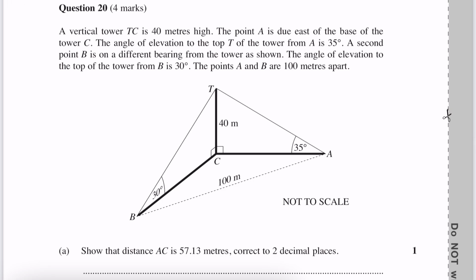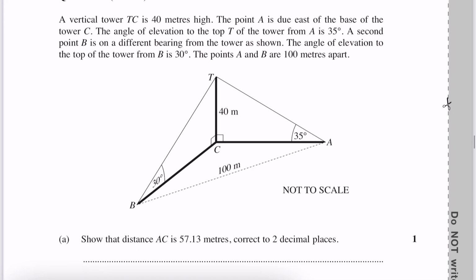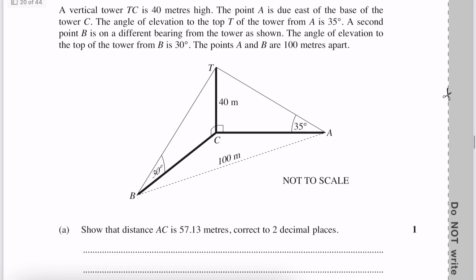Question 20. A vertical tower, TC, is 40 meters high. The point A is due east of the base of the tower C. The angle of elevation to the top T of the tower from A is 35 degrees. A second point B is on a different bearing from the tower as shown. The angle of elevation to the top of the tower from B is 30 degrees. The points A and B are 100 meters apart.